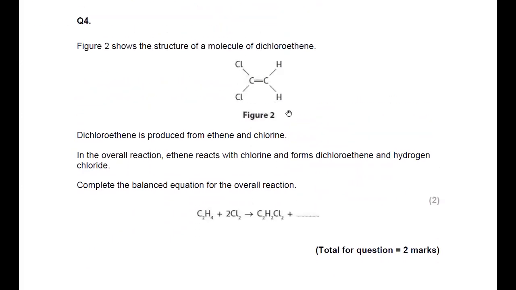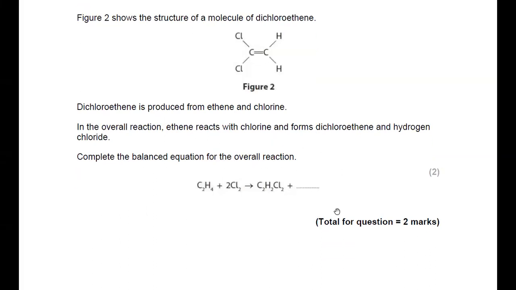Okay. After that, figure 2 shows the molecule of dichloroethene. Ethene means that it's an alkene. Chloro means that it has chlorine atoms. Di means that there are 2 chlorine atoms. So one over here, one over here. Dichloroethene is produced from ethene and chlorine. We did this reaction when we studied the topic of alkenes, the reaction of alkenes with halogens. In the overall reaction, ethene reacts with chlorine and forms dichloroethene and hydrogen. Complete the balanced equation for the overall reaction.